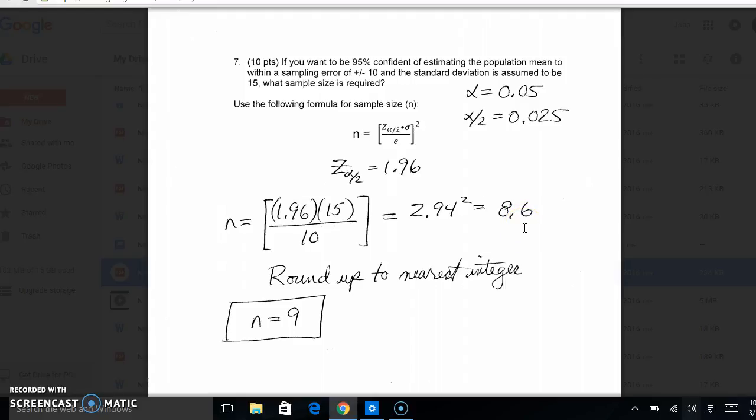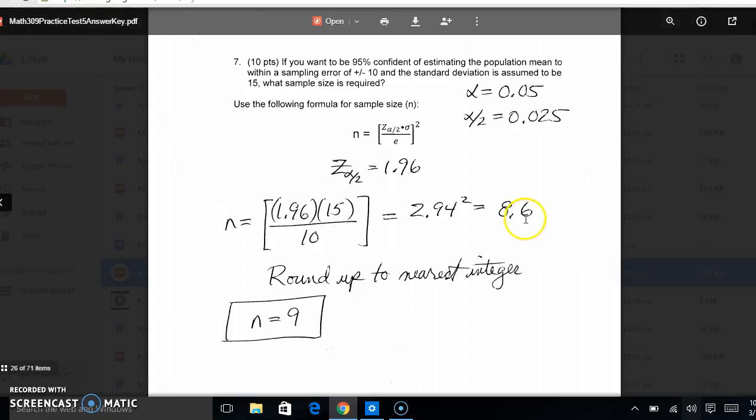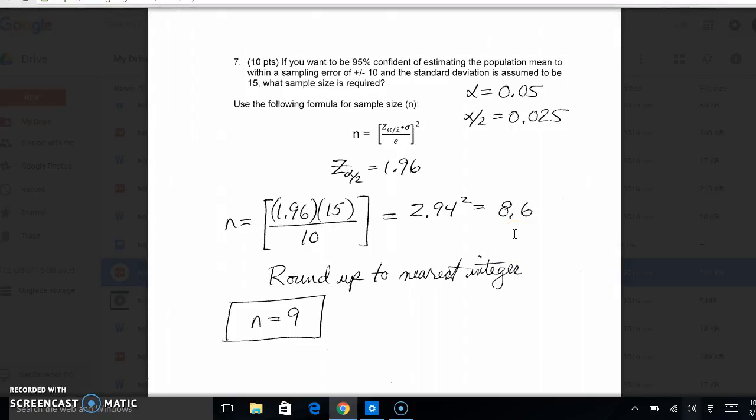Now a sample size n has to be an integer, a whole number, so you want to round it up. You always round up to the next integer, so that you make sure that your sample size is large enough. So in this case, 8.6, we round up to the next integer, which is 9. So n is equal to 9 is your final answer. Now, if the calculation for n gave 8.2, we would still go up to 9, because we're always going up to the next whole number to make sure that our sample size is large enough.